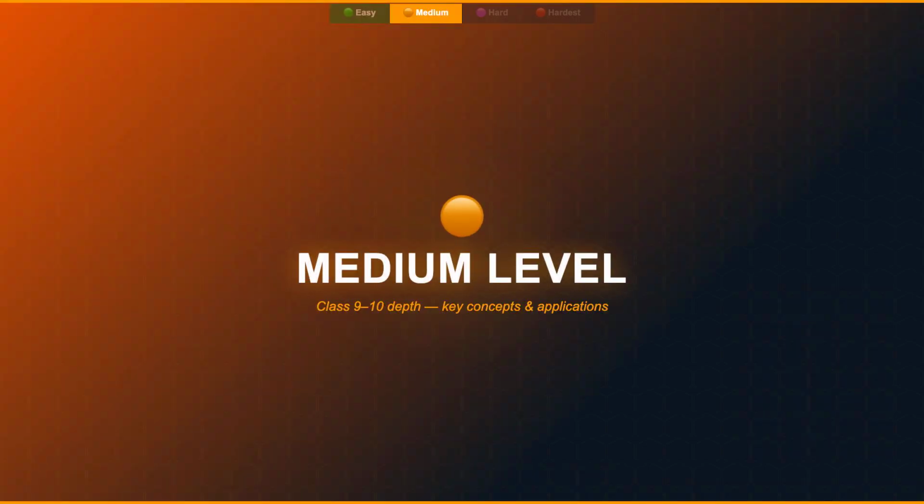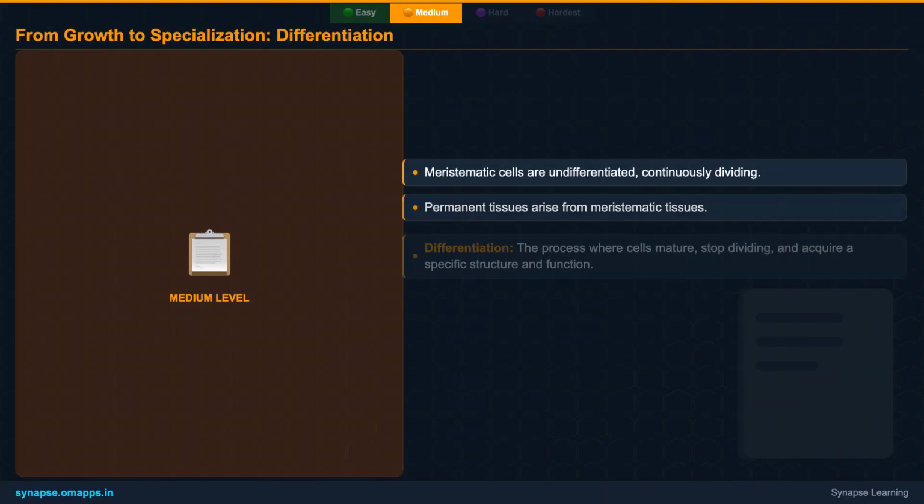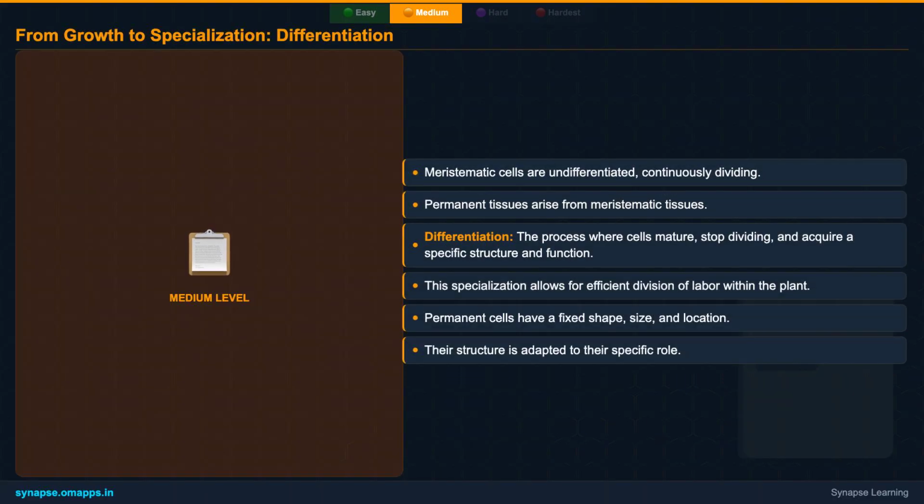Now, let's deepen our knowledge and explore the structure and functions of simple permanent tissues in more detail at the medium level. In the plant world, cells embark on a fascinating journey. Meristematic cells, those energetic, continuously dividing cells, are the starting point. But for a plant to grow and function effectively, some of these cells need to specialize.